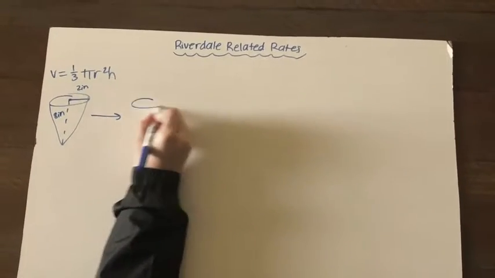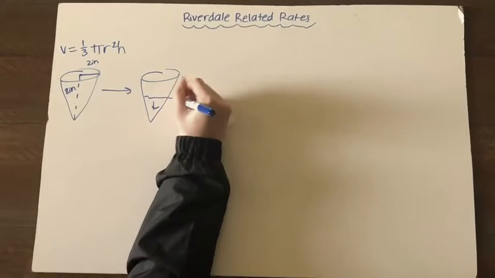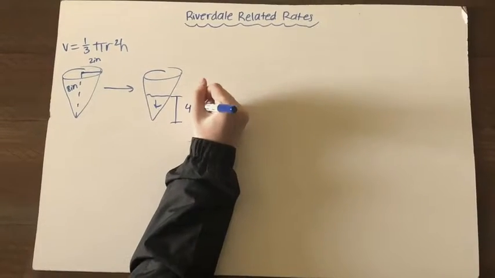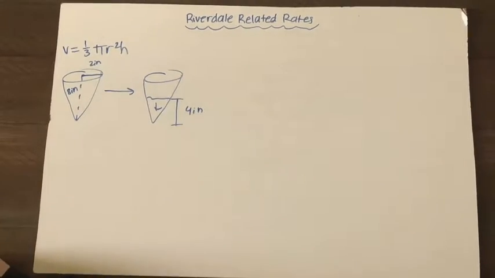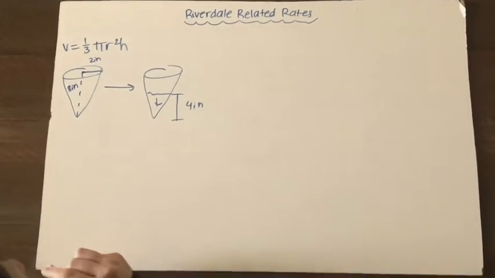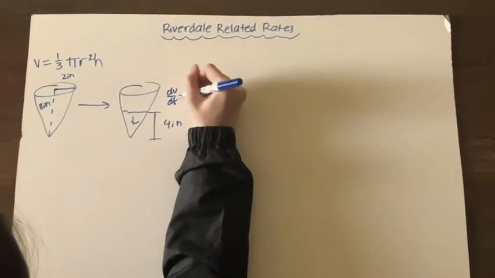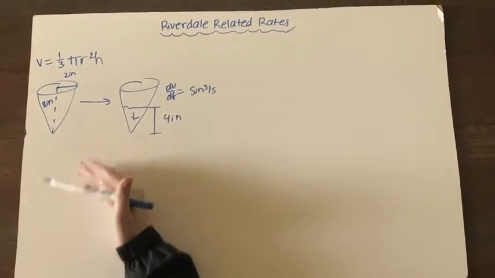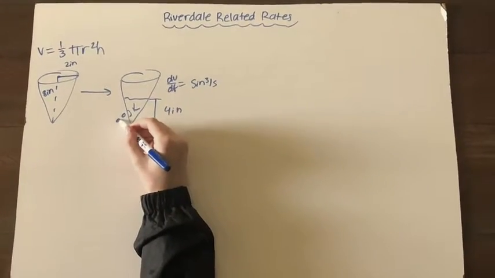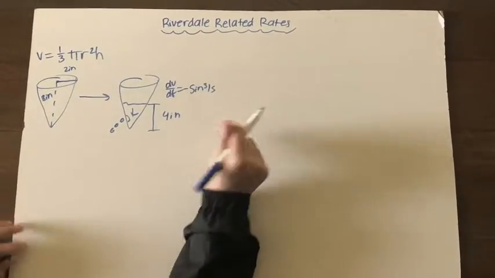We also know the liquid level is equal to 4 inches, and that the liquid inside the glass started to pour out at a rate of 5 inches cubed per second. So dV over dt is equal to 5 inches cubed per second. But since the liquid level is decreasing because there's a hole in the cone, the dV over dt is equal to negative 5 inches cubed per second.